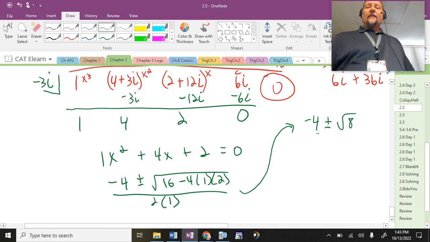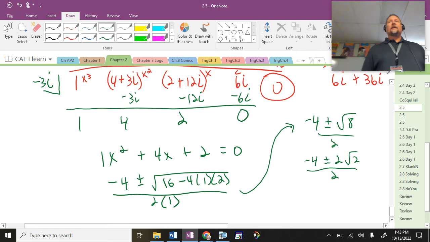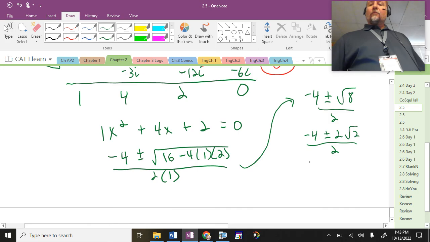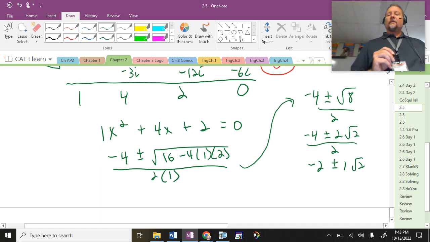I think we got the square root of 8 on that, right? And then negative 4 plus or minus 2 root 2 over 2. If that was too fast, 8 is 4 times 2. The square root of 4 is 2, free. And then guess what? This reduces even more to be negative 2 plus or minus 1 root 2. 2 goes into all three of these.